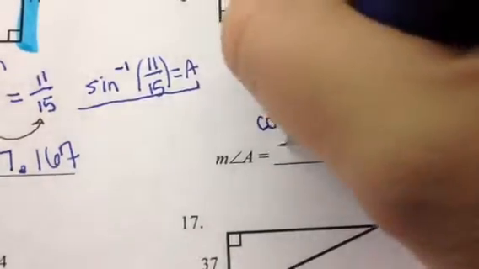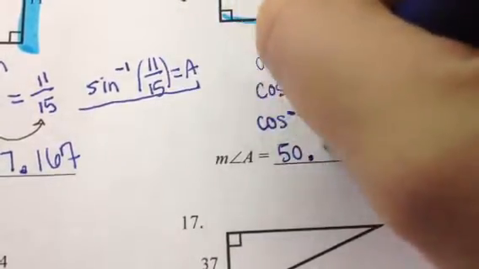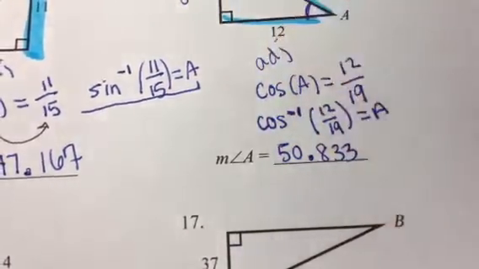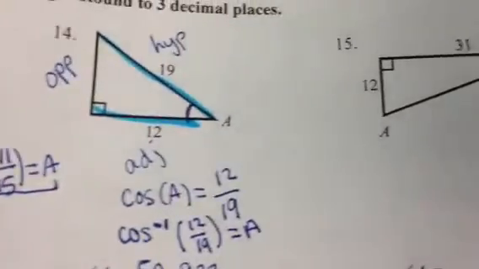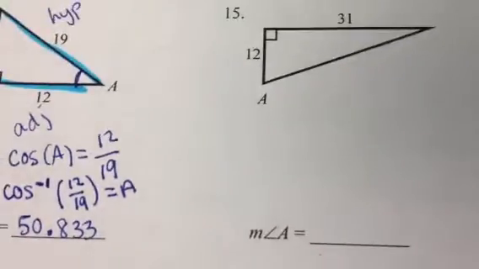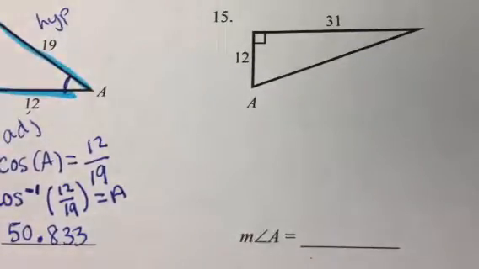Sorry, my camera's really close to my paper. 50.833. All right, and that was problem 14. Let's do 15. We'll just maybe do a couple more.